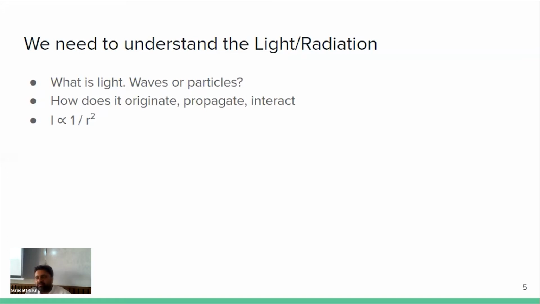Intensity I goes as 1 by r squared. And that's the main problem, because objects are so far away that the intensity is very, very poor. We cannot see them with our unaided eyes. So for that, we need to develop telescopes. We will see what the primary job of the telescope is.